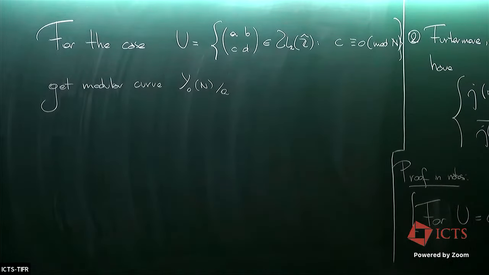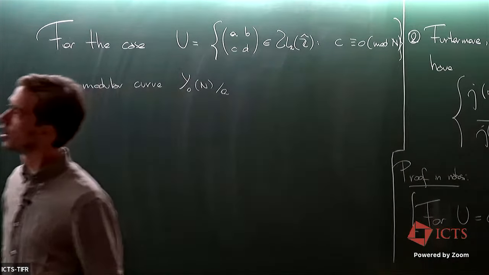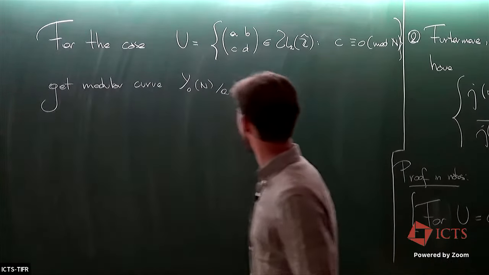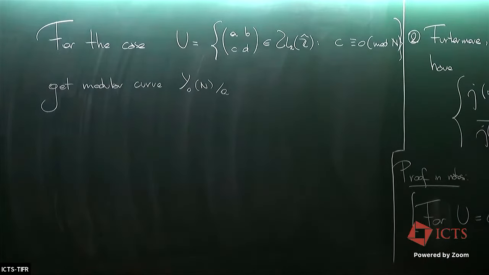In general, if you take some general U, you have to be a little bit careful. The field of definition is determined by the determinant of the elements in U and what they span. So you can find this in the notes also. The field of definition and the set of connected components will be determined by that. So this one will be defined over Q in its canonical model.